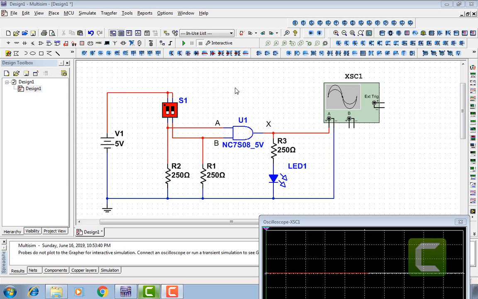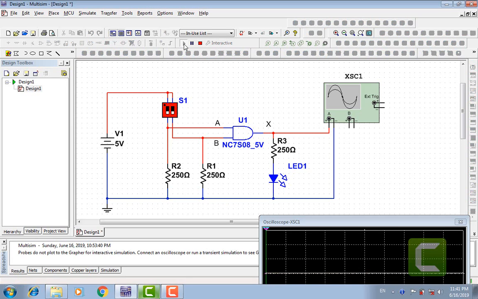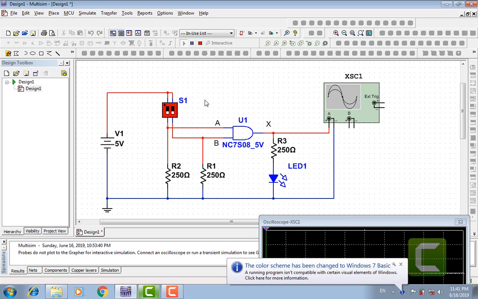Let's see the cases of the two onboard AND gate. We're gonna start simulating the circuit by clicking the green button, and then the circuit is on, and we can see the cases of the two onboard AND gate.